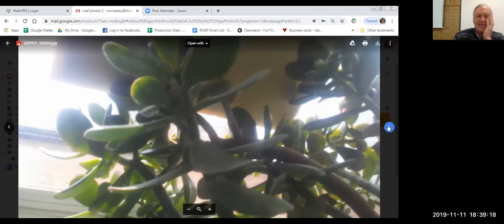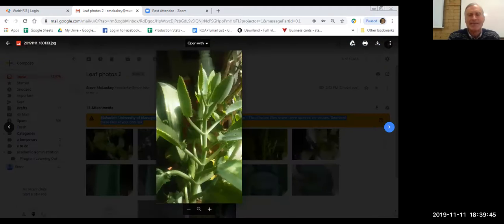I think these leaves are real thick, and that's an adaptation for a dry climate. The leaves can store water within them, and they have a very thick, waxy covering called a cuticle that helps prevent water from evaporating from the leaves. So those are both adaptations for a dry climate. Here's another one.